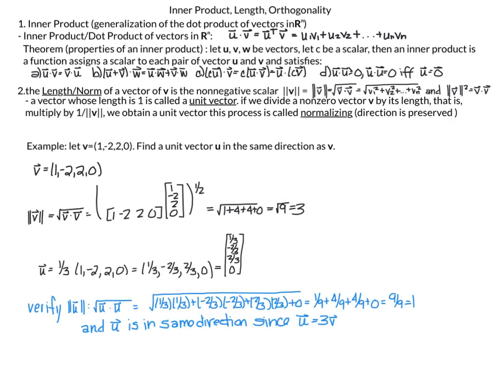You can verify now that u is unit length, or has a length of 1, by taking the inner product of u dot u. And you also know that u is in the same direction as v, since u is simply 1/3 of v, or v is equal to 3u. So you know that u is simply a scalar multiple and therefore in the same direction as v.